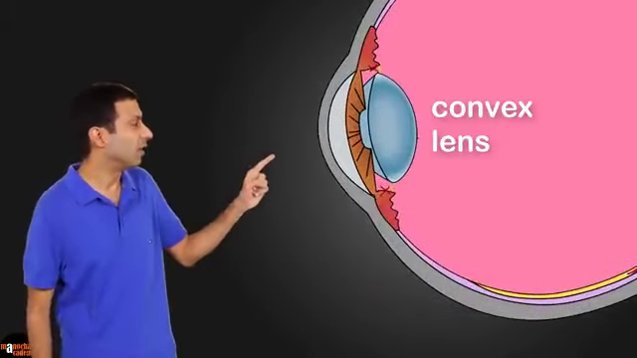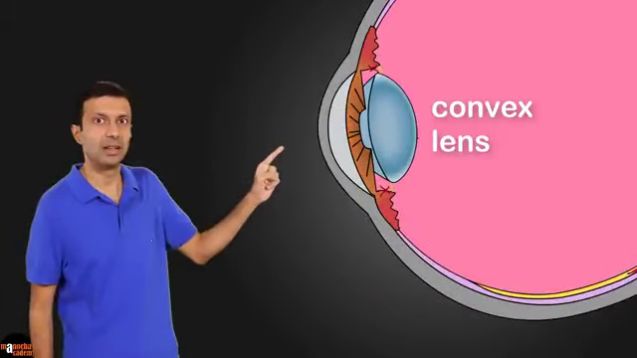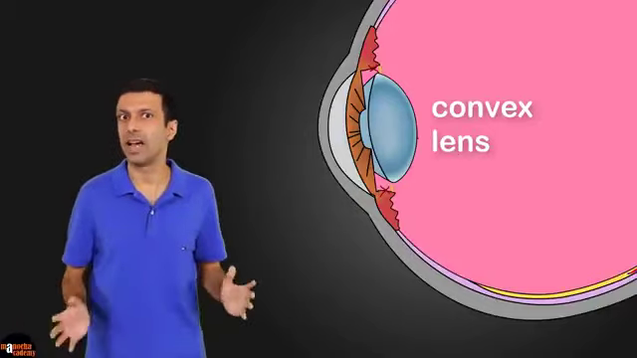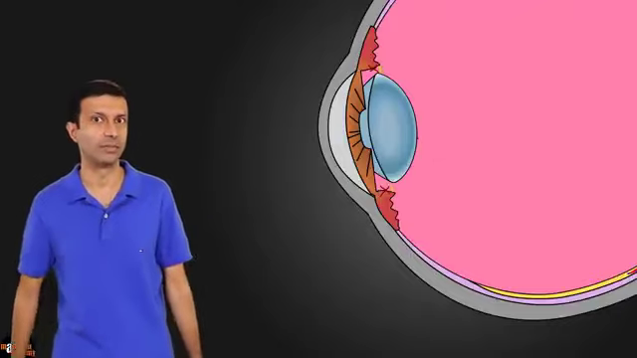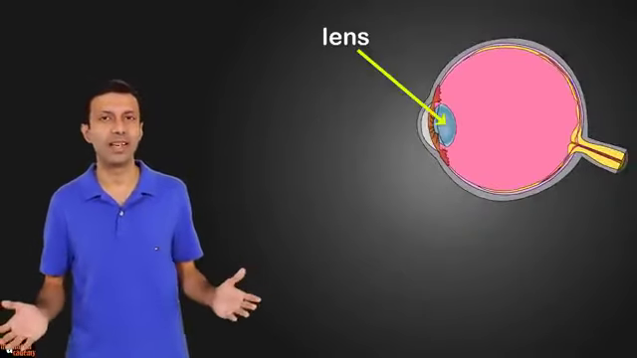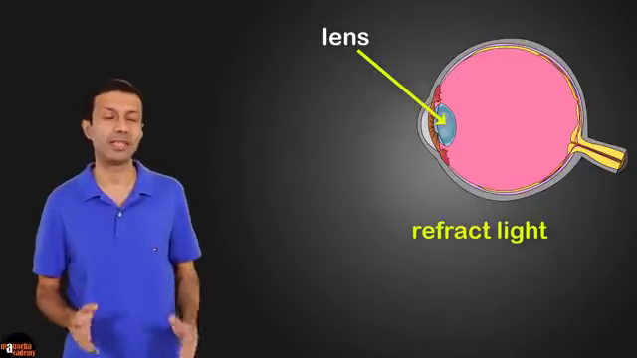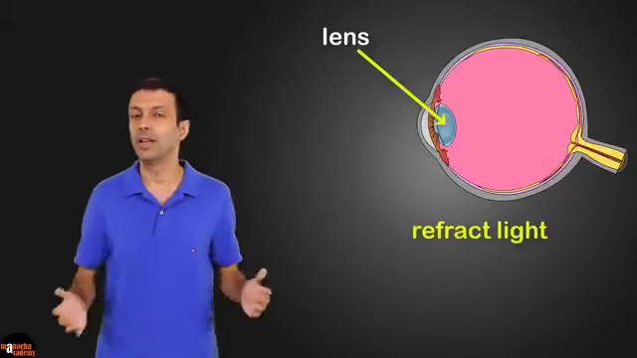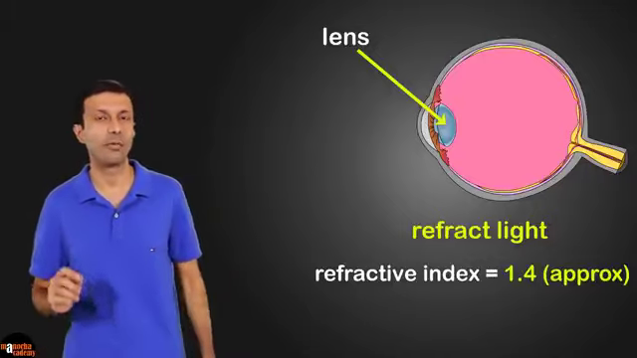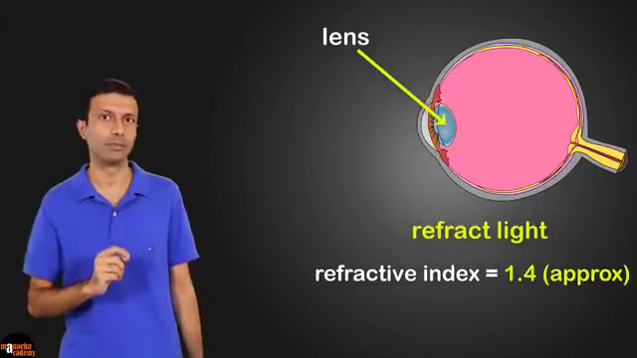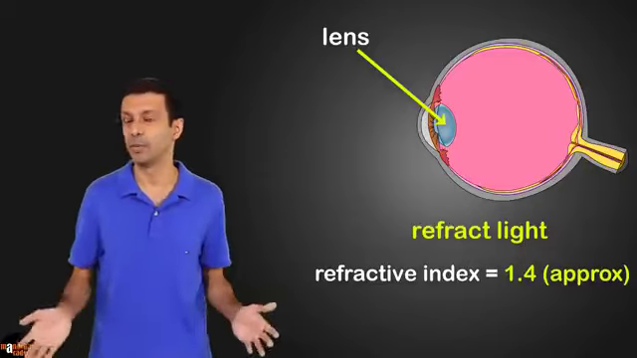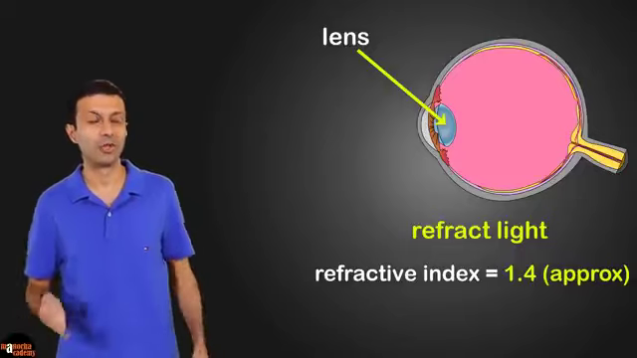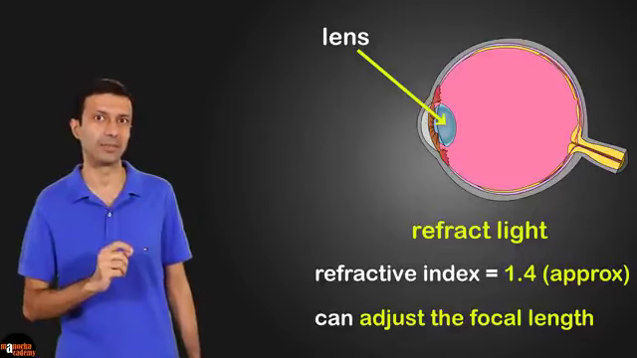As you can see, the lens is thick in the center and thin at the edges. So it's a convex lens and it has a converging action. The job of the eye lens is to refract the light rays so that we get a clear image on the retina. The human eye lens has a refractive index of approximately 1.4. The lens is flexible. It can change its shape and thickness. So it adjusts its focal length.